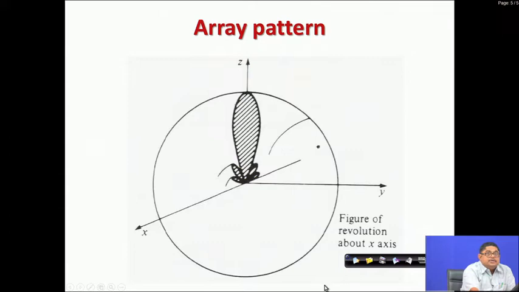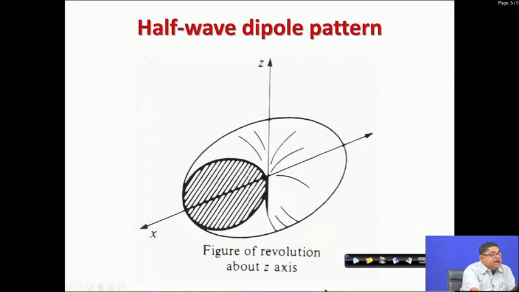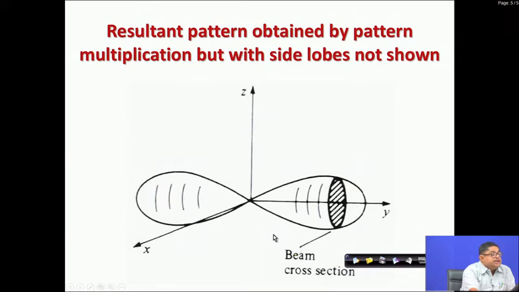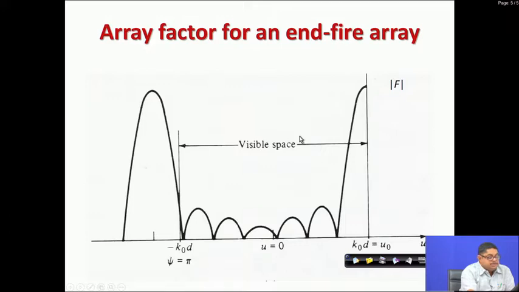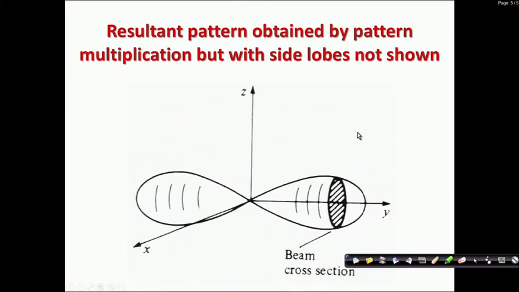So, the array pattern is like this for the broadside array, and this was the half wave dipole pattern. If you take the resultant pattern obtained by pattern multiplication, here side lobes are not shown, but with the array of dipoles, broadside dipoles, you get a pattern something like this, where x is the array axis. This is much smaller, the beam width is much smaller. This will come later. Okay.